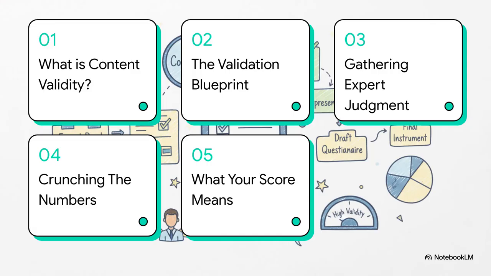So how do we build that solid foundation? Here's our game plan for today. First, we'll break down what content validity even means. Then, we'll walk through a clear blueprint for getting it right. We'll get into how to gather feedback from experts, turn it into a score using something called the CVI, and finally, figure out what that score actually tells us.